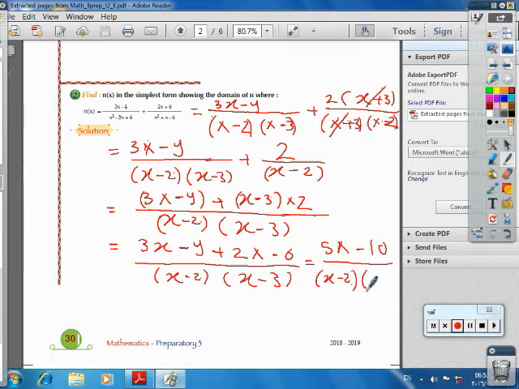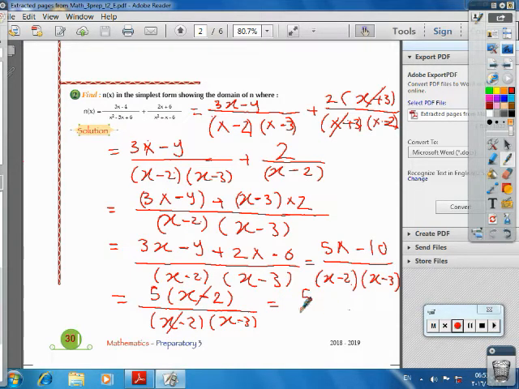Over (x − 2) times (x − 3). 3x plus 2x equals 5x and negative 4 minus 6 equals negative 10. Take 5 as HCF. Then 5 times (x − 2) over (x − 2) times (x − 3) also. Then we can cancel x − 2 with x − 2. Then the final solution is 5 over x − 3.